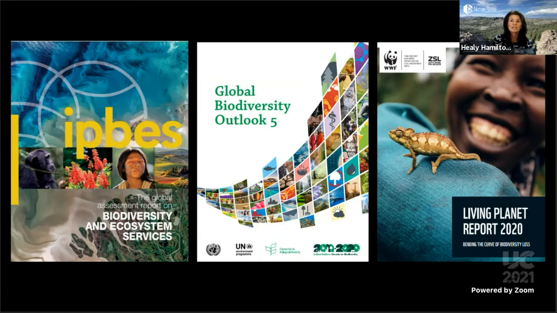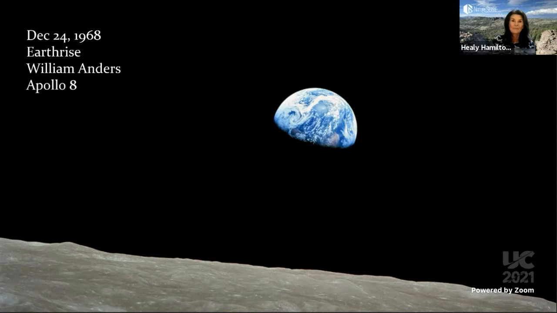So we're going to go back in time to the beginning, to the birth of a movement. Earthrise, this photograph taken over 50 years ago, is probably the most influential environmental photo that was ever taken. It's the first time that we saw our little blue marble from space and recognized how fragile and delicate and unique it is in the known universe.